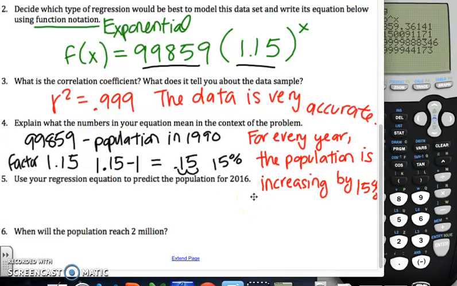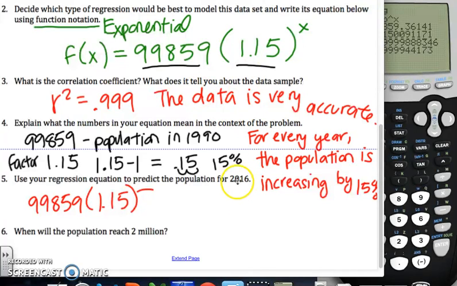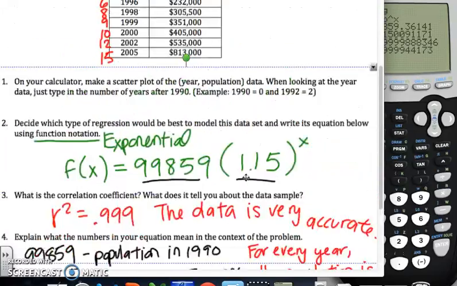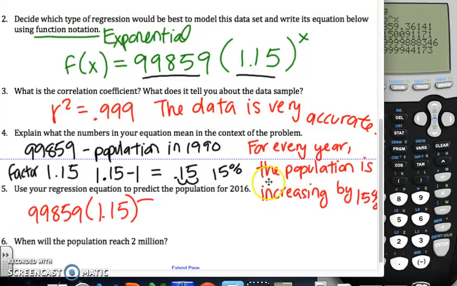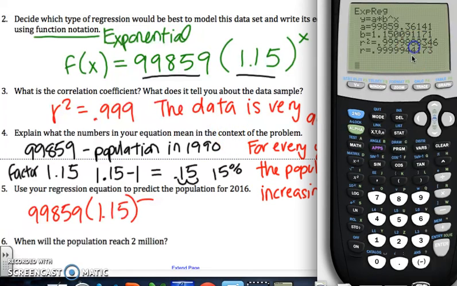Number 5 says use your regression equation to predict the population for 2016. So I'm going to use this equation that we found up here. 99859 times 1.15. But I need to plug in a number up here for my x value. Okay, and you're not going to plug in 2016, okay, because our starting year was 1990. So you have to see how many years passed from 1990 to 2016.